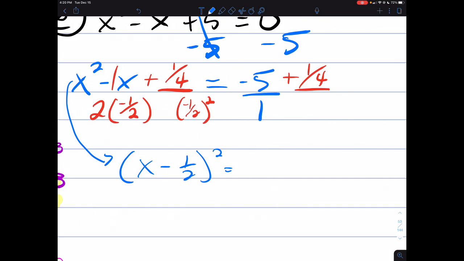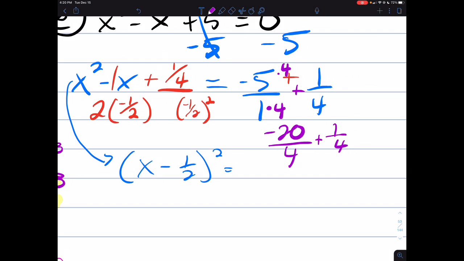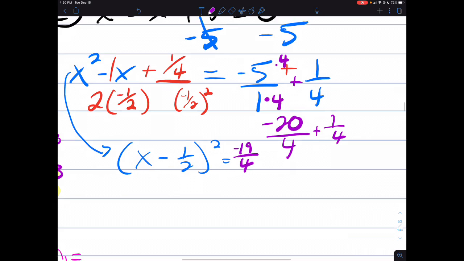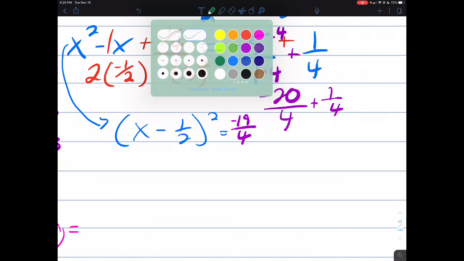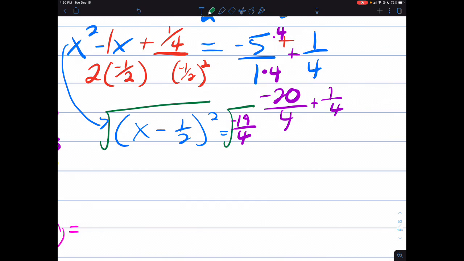Combine these guys over here, and I'm going to write this a little neater. 1/4. So we need common denominators, so I need to multiply by 4 on top and bottom. -20/4 plus 1/4. It's going to be -19/4. Isn't that a lovely number? And then we take the square root, and I get x minus 1/2 equals plus or minus.